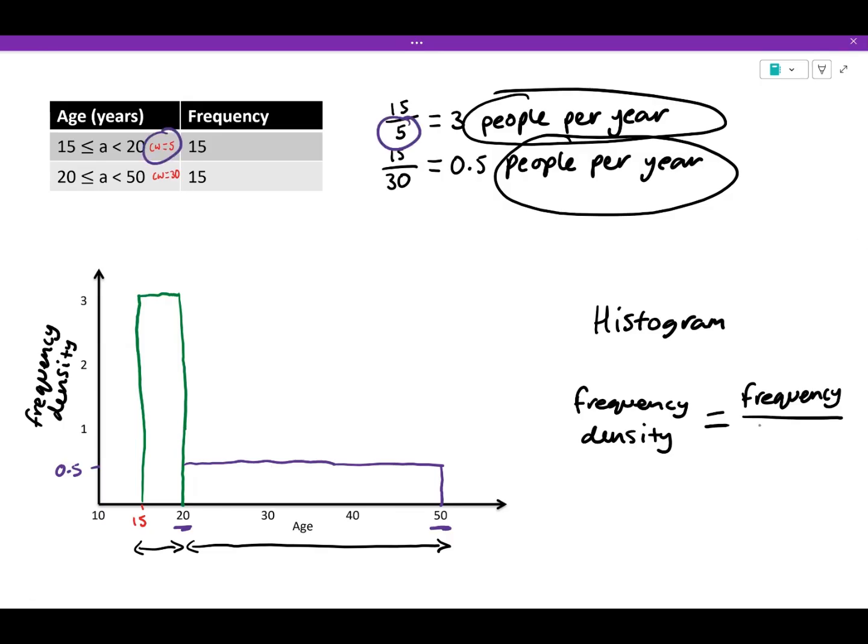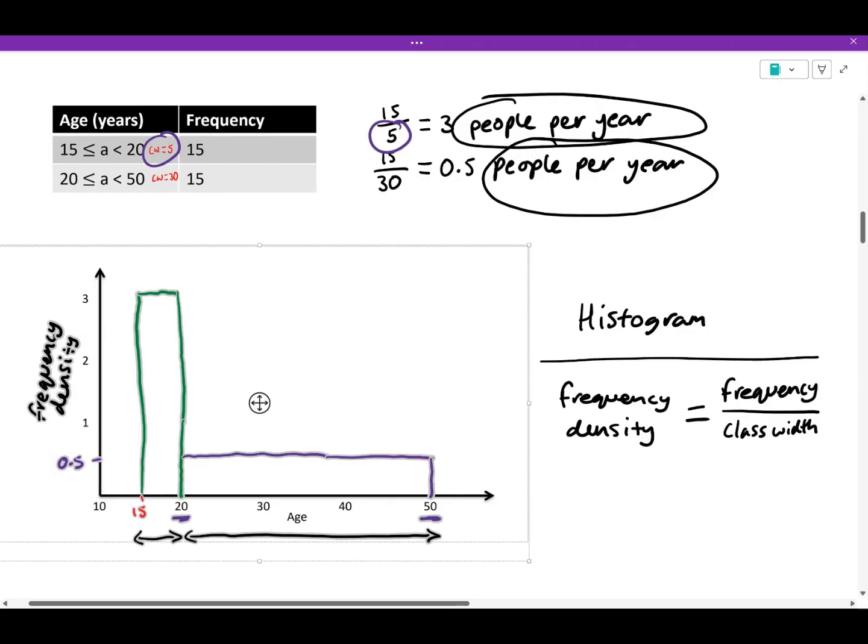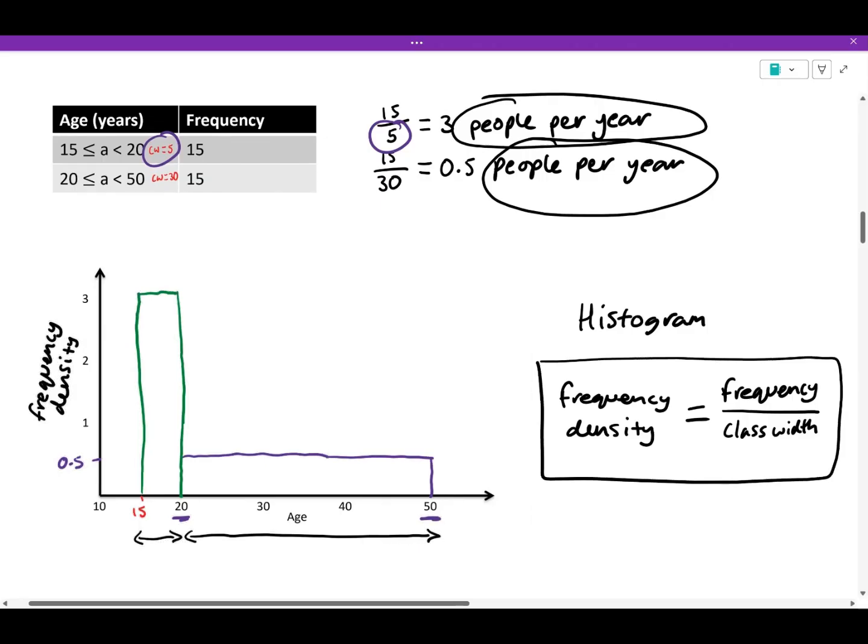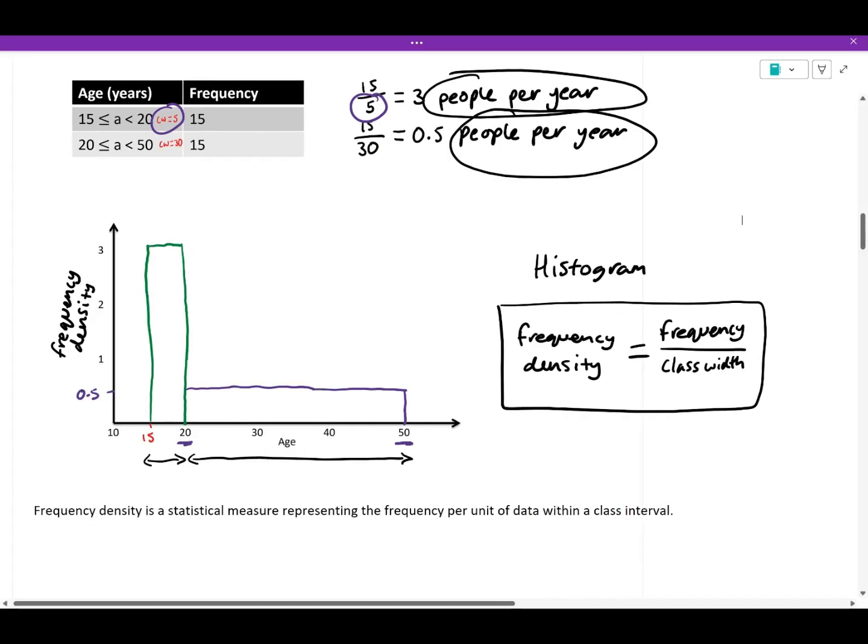Okay, we're going to do the frequency divided by our class width, like that. So this is our key formula for our histogram questions. Now let's just consider a worded definition of frequency density. So at the bottom here, it says that frequency density is a statistical measure that represents the frequency per unit of data within a class interval.